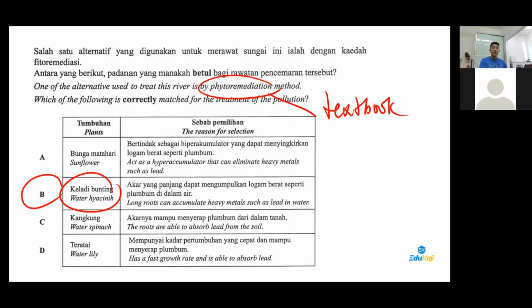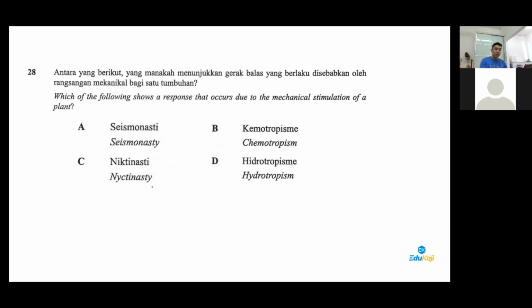Lead is always water hyacinth. Water hyacinth. This one nothing much. Mechanical stimulation is seismonasty. 28, A.